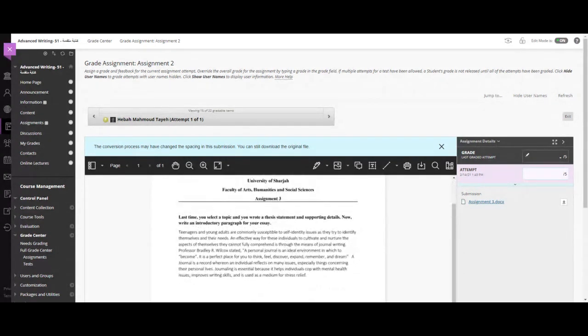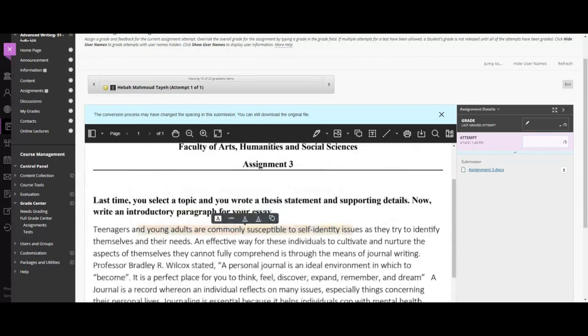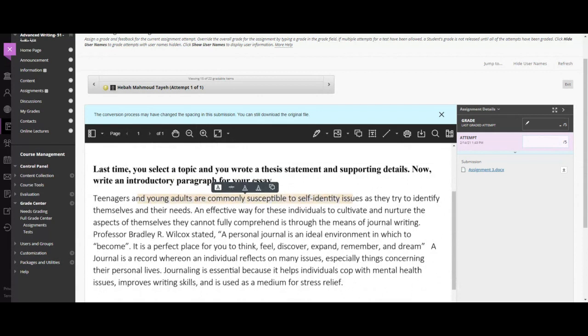Let's see, Hiba. Teenagers and young adults. By the way, Hiba, what's the difference between teenagers and young adults? You should be careful when you write something. Okay, teenagers and young adults are commonly susceptible to self-identity issues. Enlarge it. Teenagers and young adults are commonly susceptible to self-identity issues as they try to identify themselves.